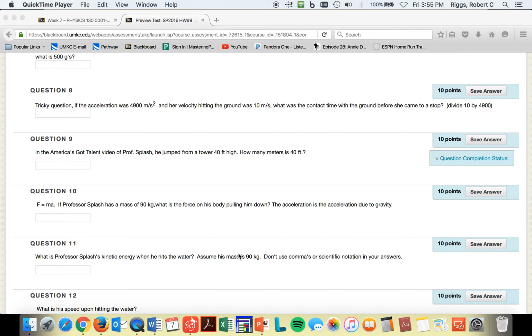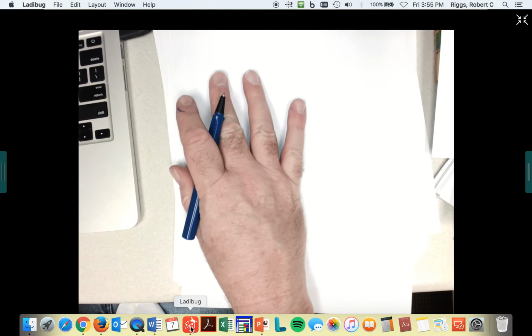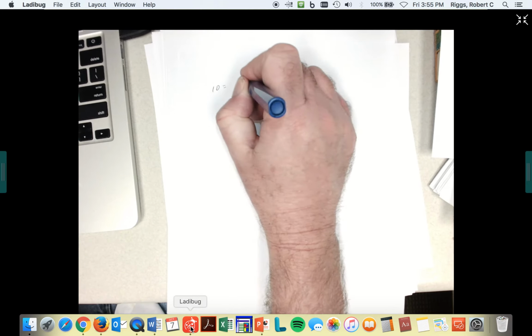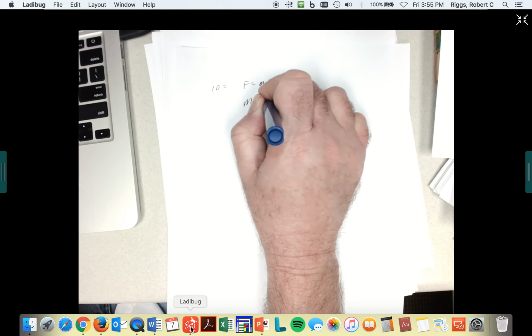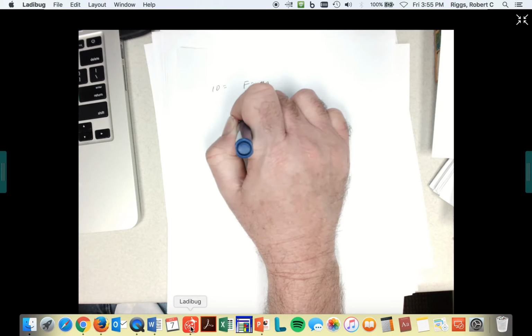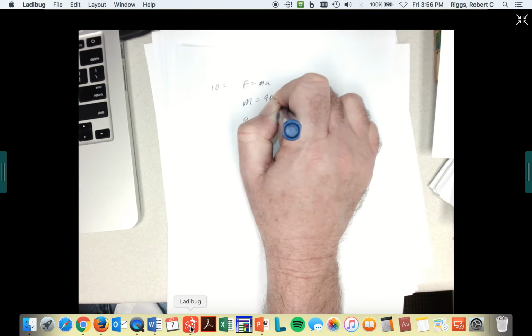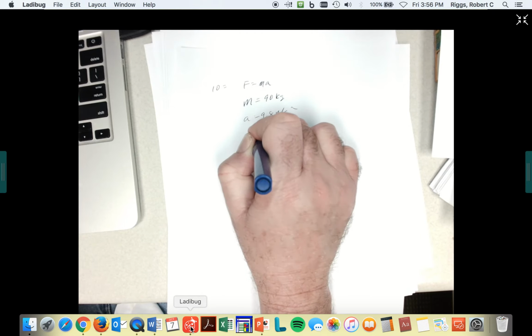So you might be going, I still don't get it. Okay, that's fine. But here's what we're saying. In question 10, if F equals ma, and his mass is 90 kilograms, and his acceleration is 9.8 meters per second squared, what's the force that's pulling him down?